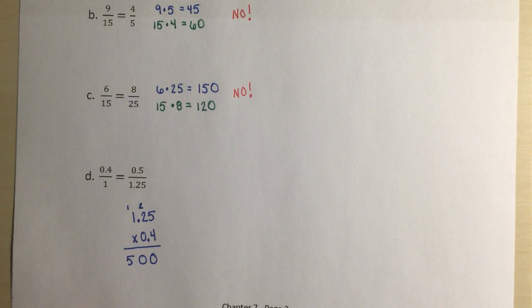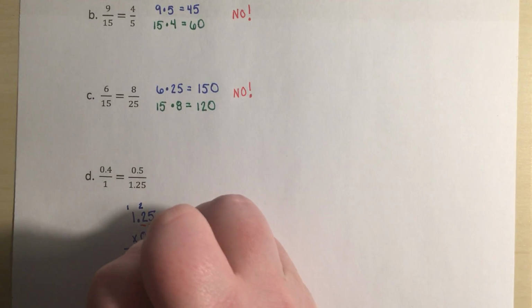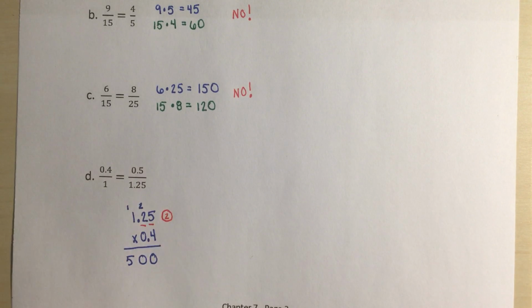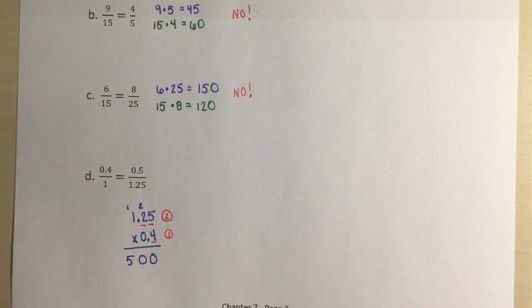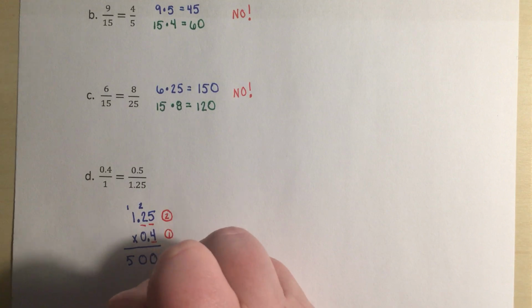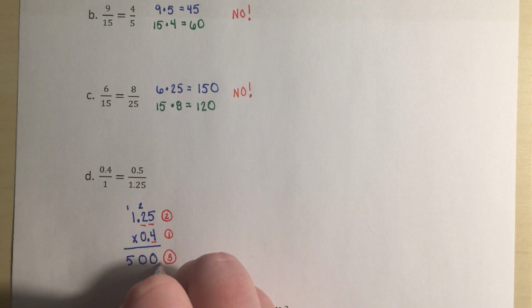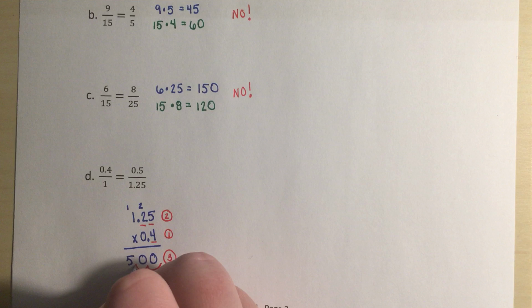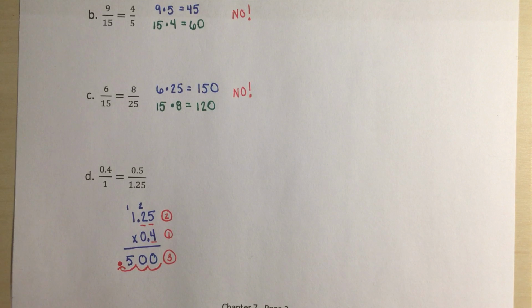Alright, so to finish this off, we're going to make sure we get our decimal point in the correct place. What we're going to do is count the number of digits after the decimal points in our factors. After our first decimal point, we have 2 digits. In this factor, we have 1 number after our decimal point. That means in our answer, we're going to add these up. We need a total of 3 digits after our decimal point. So we're going to start here, and count backwards 3 places: 1, 2, 3. And our decimal point is going to land right there.